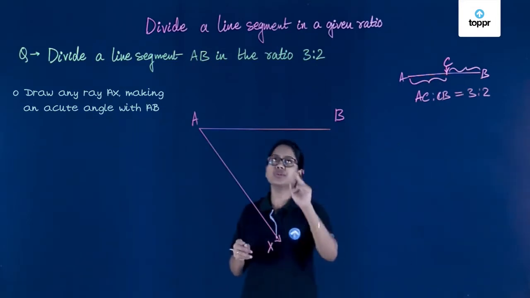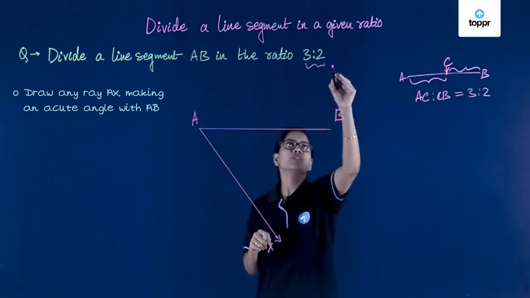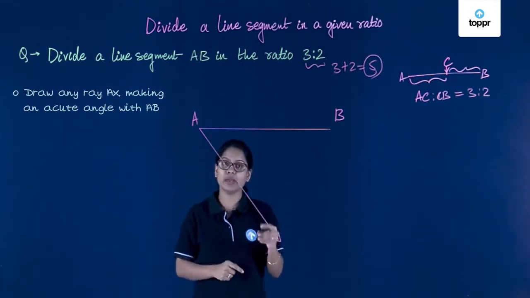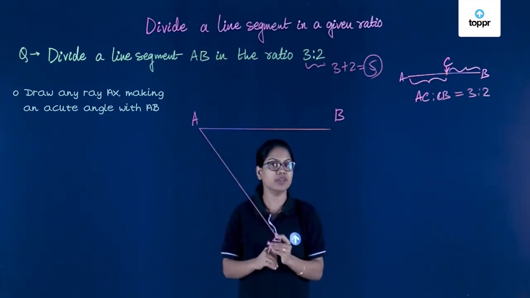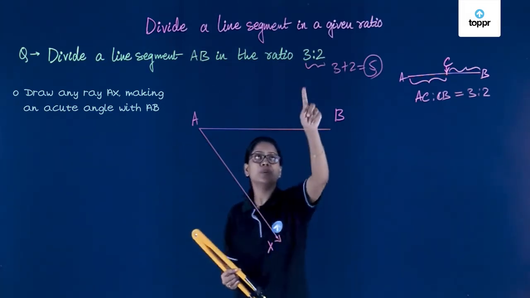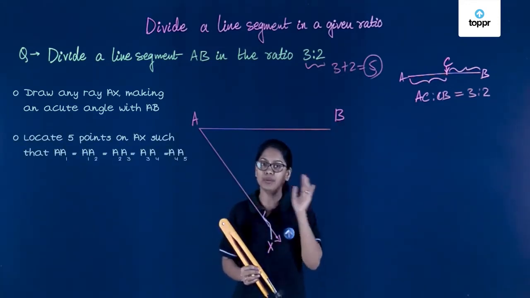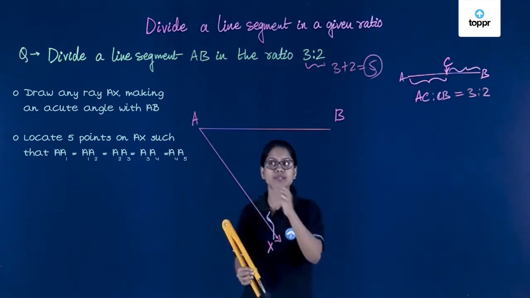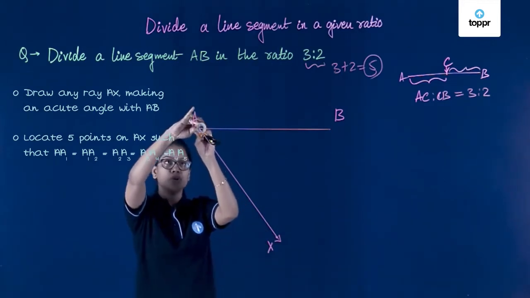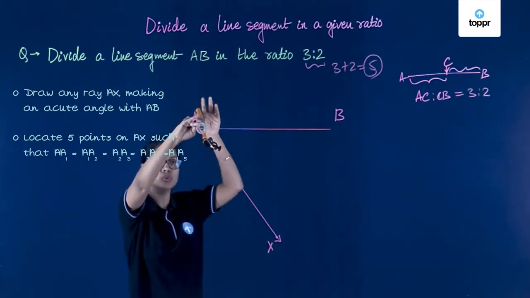And now since the ratio is 3:2, the sum of the ratios gives me 3 plus 2 is equal to 5. Now we will be dividing the ray AX into 5 equal parts of any convenient measure. And it's 5 parts because 3 plus 2 gives me 5. Whatever the ratio has been asked in the question, we add the two numbers and the sum tells us how many parts the ray has to be divided into. Now the measure of each part is totally dependent on what is convenient for you to construct.